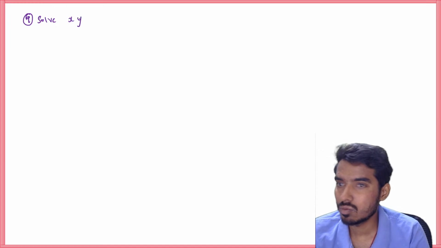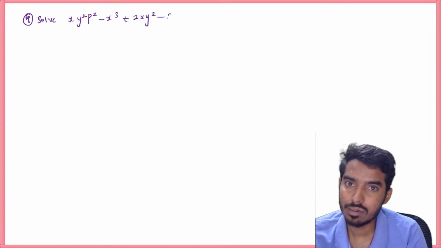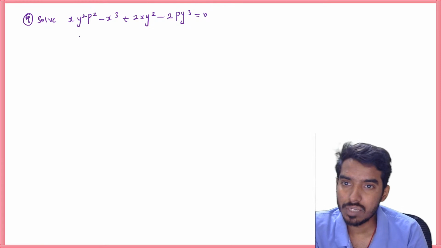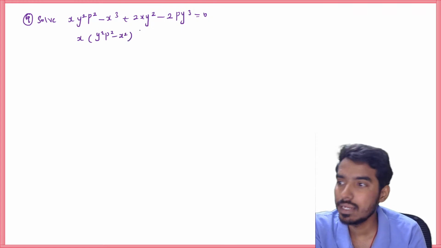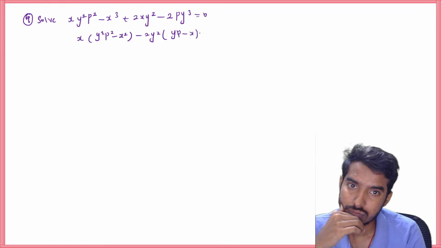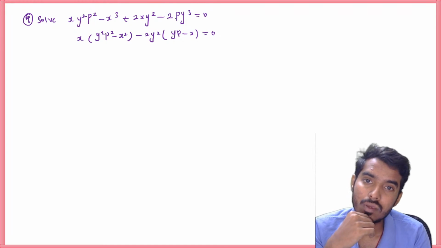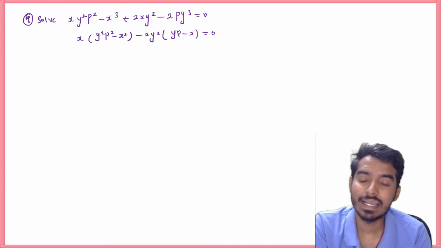x y square p square plus 2x y square. Now we take x common here, we will have y square p square minus x square, and here if I take this minus 2y square constant, we will have y, right? Take minus 2y square constant minus y square. We have yp, here we will have minus x, right?